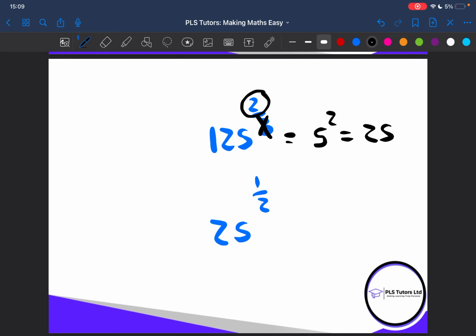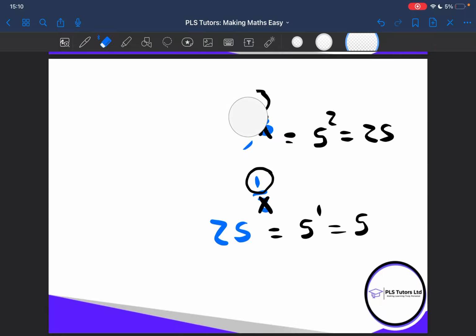On this one, we get rid of the 2 by square rooting. So the square root of 25 is 5. That's got rid of the 2. We still have the 1 to deal with. And 5 to the power of 1 is just 5. So these questions should now be really easy, right?